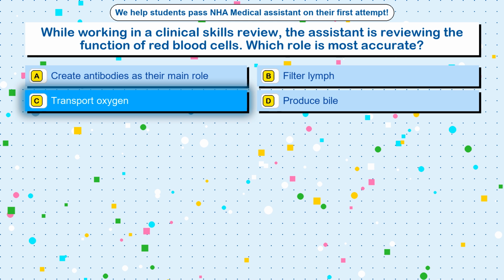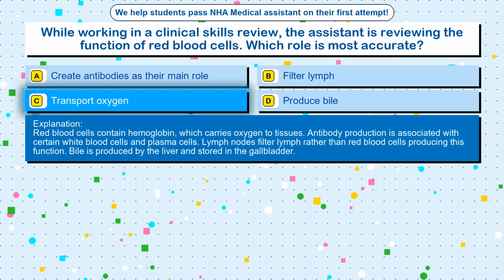Transport oxygen. Red blood cells contain hemoglobin, which carries oxygen to tissues. Antibody production is associated with certain white blood cells and plasma cells. Lymph nodes filter lymph rather than red blood cells producing this function. Bile is produced by the liver and stored in the gallbladder.